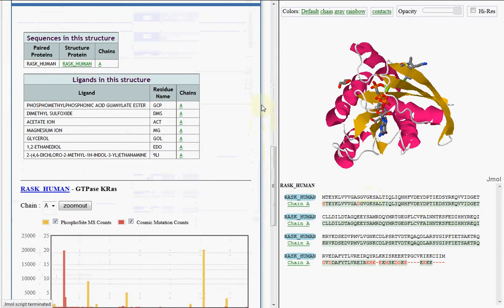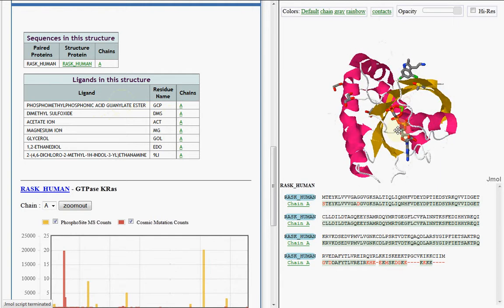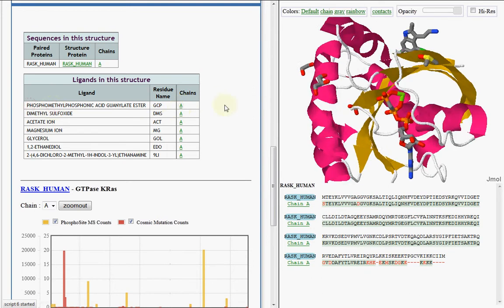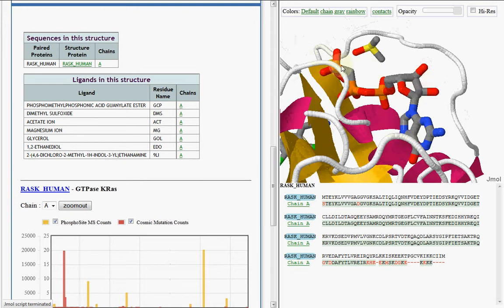I also provide information on the structure, including the sequences that are in the structure, as well as ligands that are in the structure. So for example, since human KRAS is a GTPase, there is a GTP analog molecule present, and that's the name. If you click this green link here, you'll notice that it zooms in and shows you precisely where in the crystal model that molecule is located.